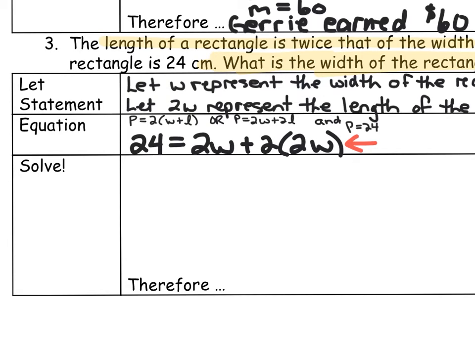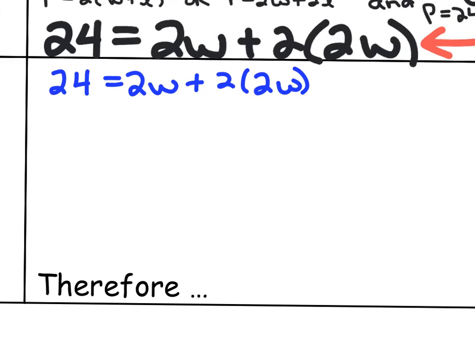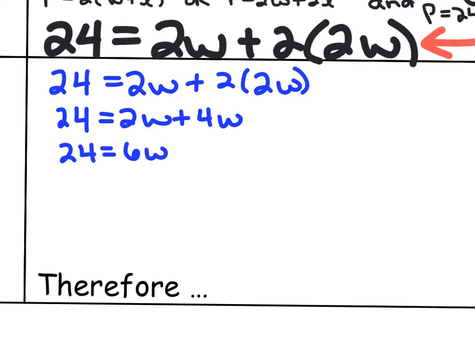So we're going to collect our like terms. So now I have to distribute the 2 through the bracket of 2W. So I've got to go 2 times 2, and now I have 2W plus 4W. Those are like terms, so I can add those together. And my last step, of course, I've got 6 times W, so I have to do the opposite operation, which is divide. So I'm going to divide both sides by 6. And so I get that width is equal to 4.